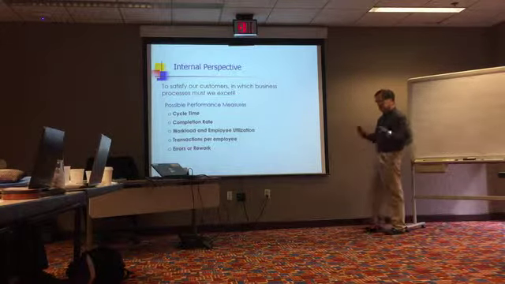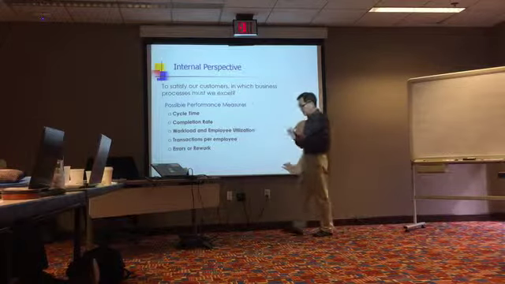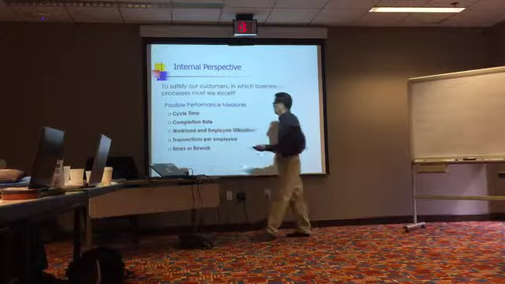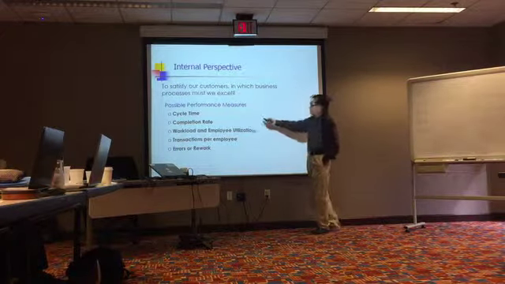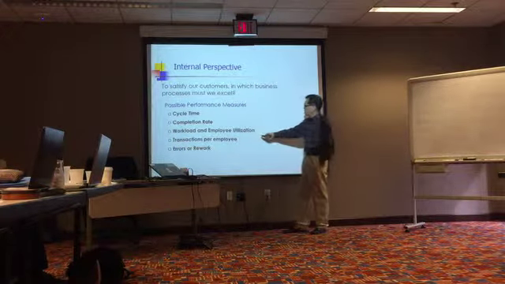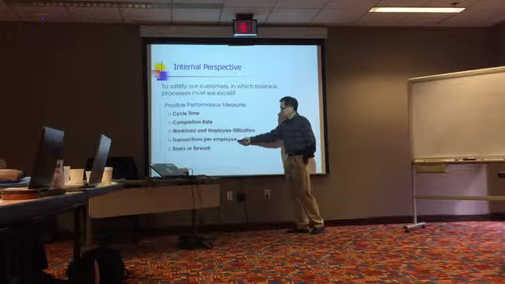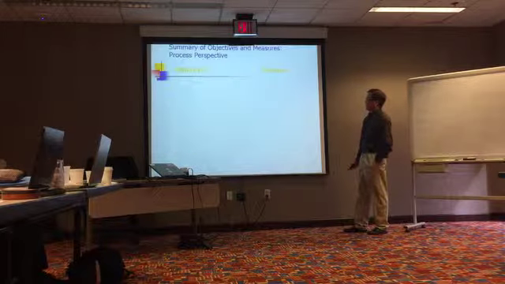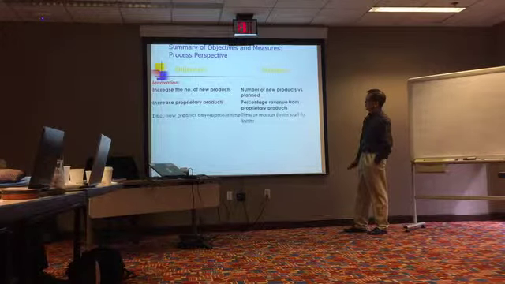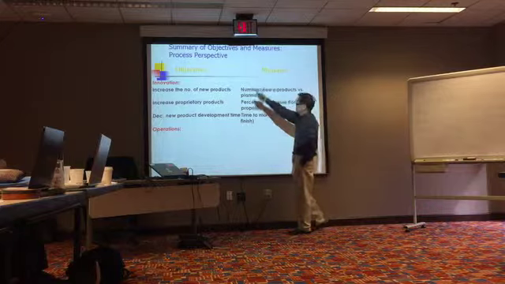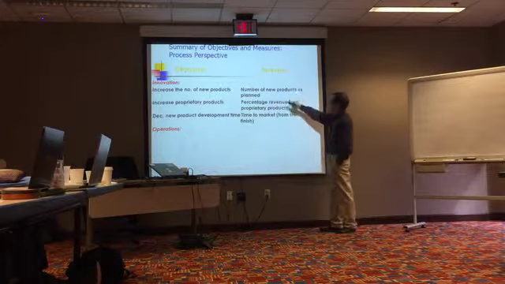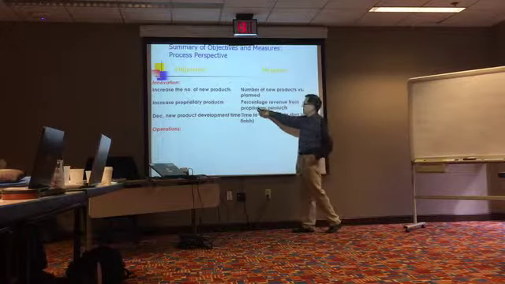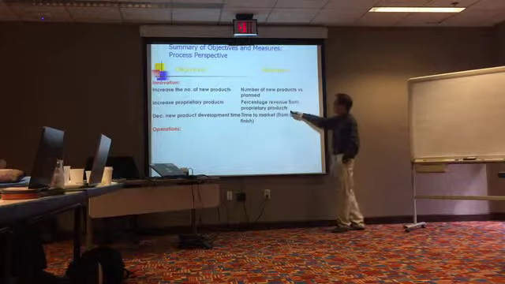Internal perspective. Now, this part has to do with core management accounting and management itself. Cycle time, completion rate, workload and employee utilization, transactions per employee, errors or rework percentage. Now, number of new product innovations, number of new products versus plan. We plan 10, we introduce 8. Increase proprietary products, percentage of revenue from proprietary products.